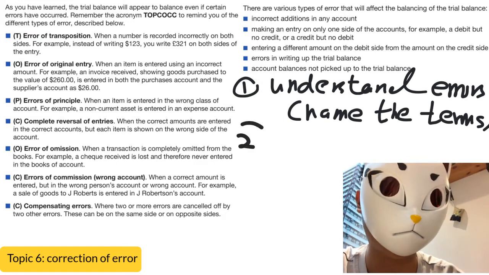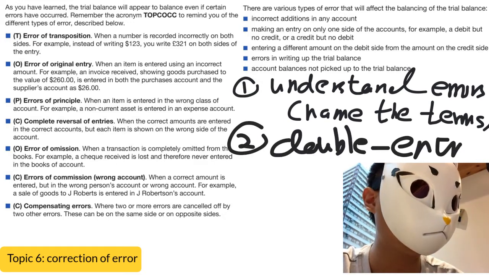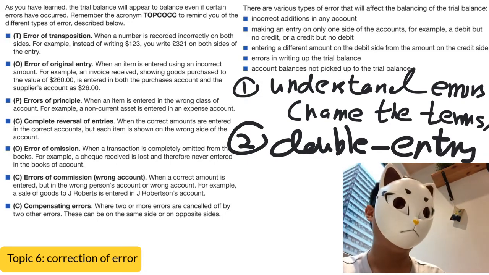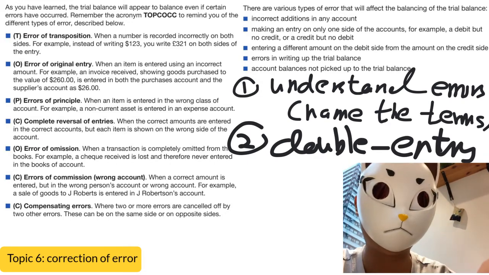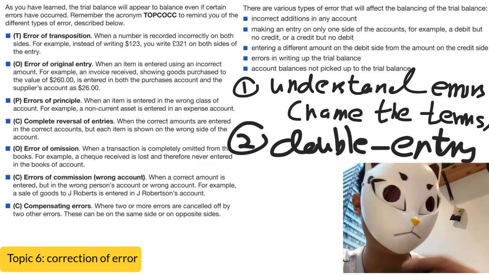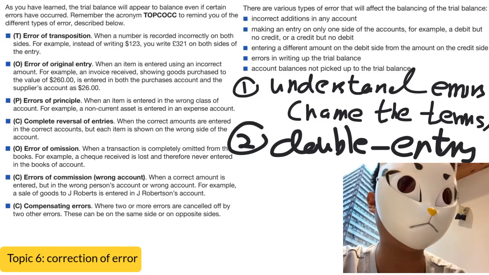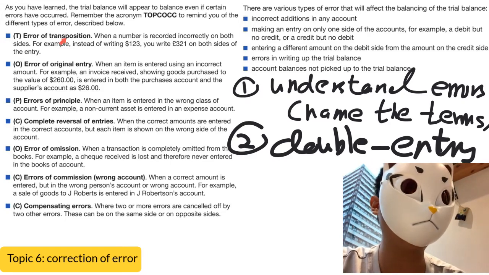It's about how to do it. It's about double entry. So you need to know how to do the double entry. Now, I would go through all these errors and talk about how to do the double entry. This will help you to do it quickly in the exam. Now, the first one we call the error of transposition.